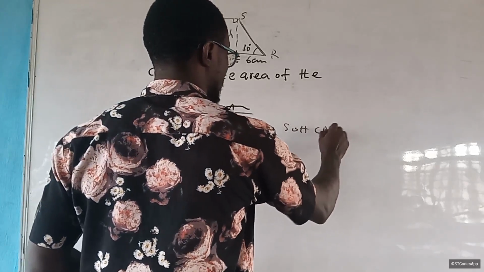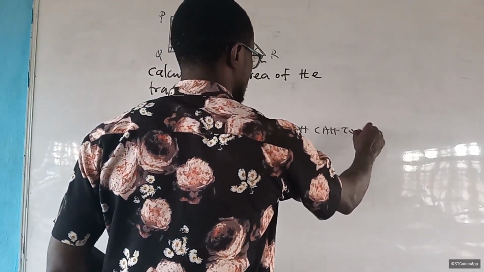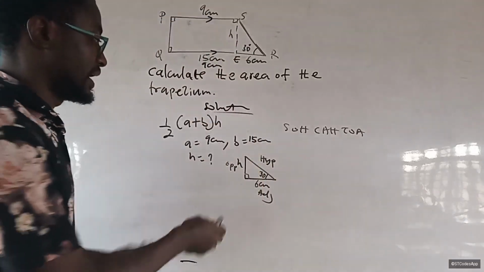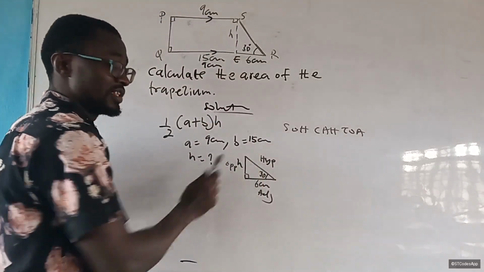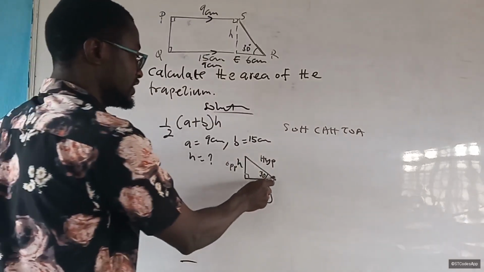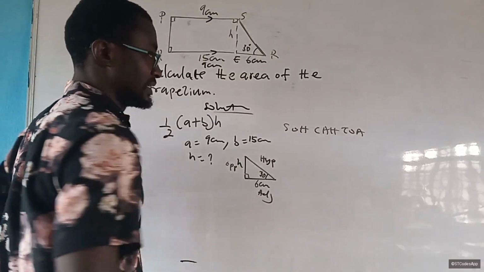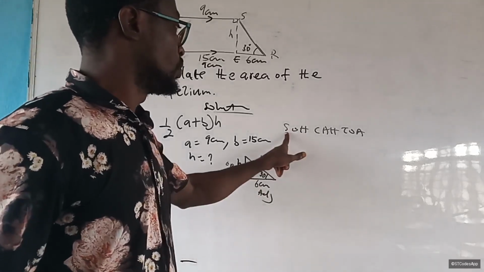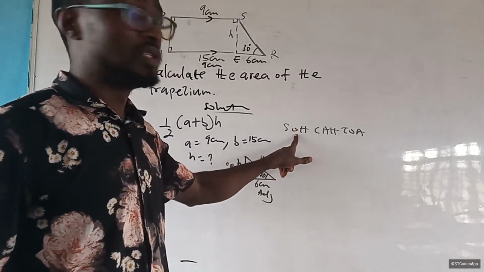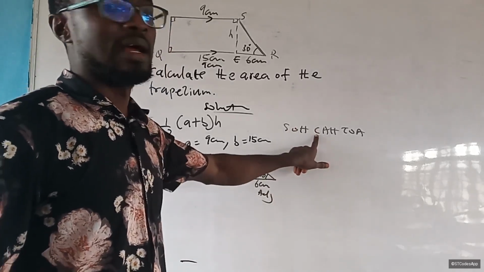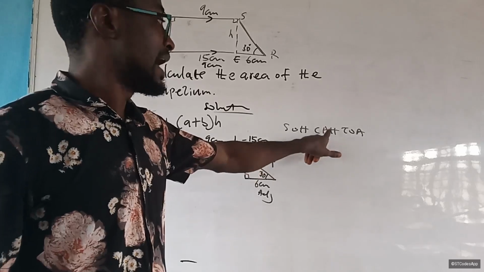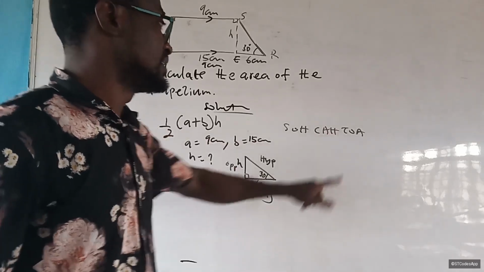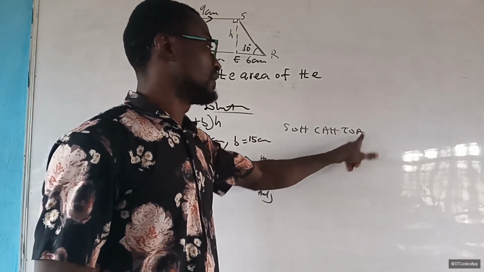denote and find out the relationship that binds these two sides: this side you are looking for, and this side that was given. So here is what? Opposite, and here is what? Adjacent. So from our SOHCAHTOA, I want to connect opposite and adjacent. This is SOH, which denotes opposite over hypotenuse. This is CAH, which is adjacent over what? Hypotenuse. While this is TOA, which is opposite over what?